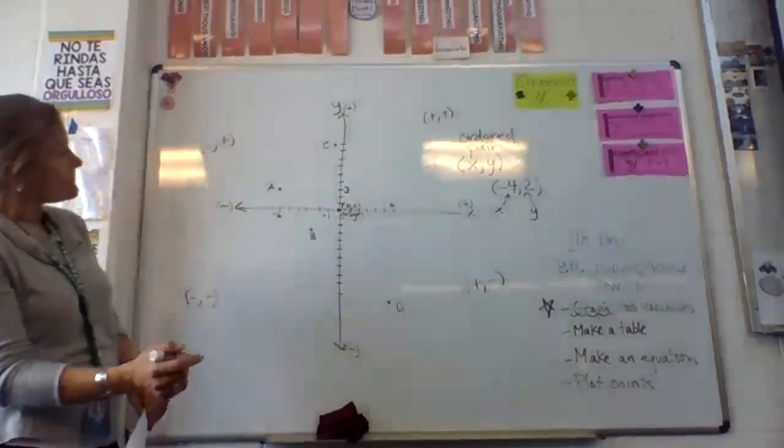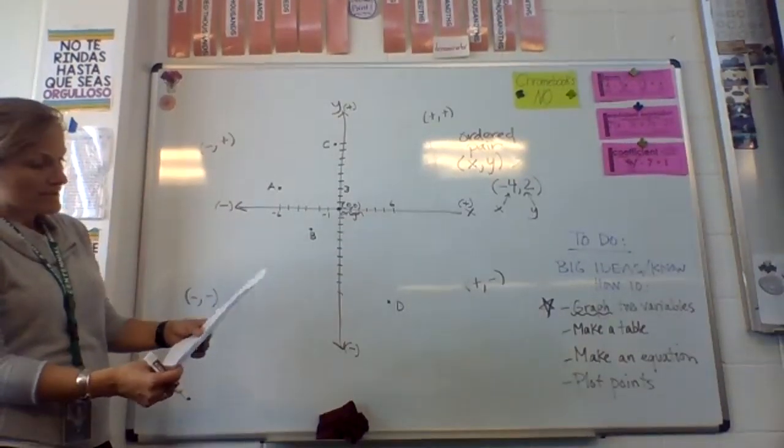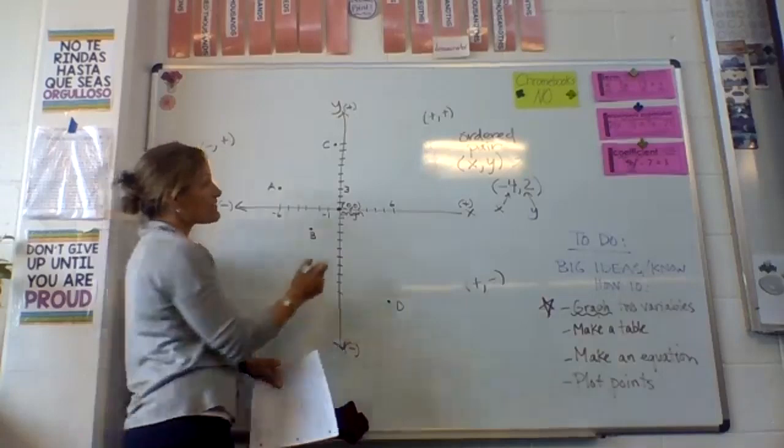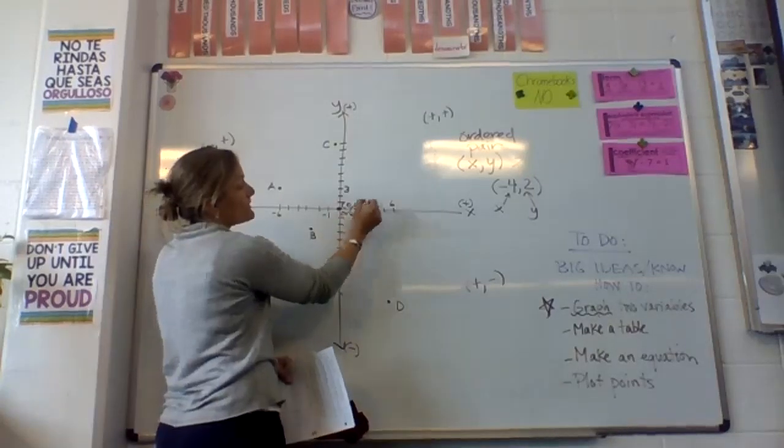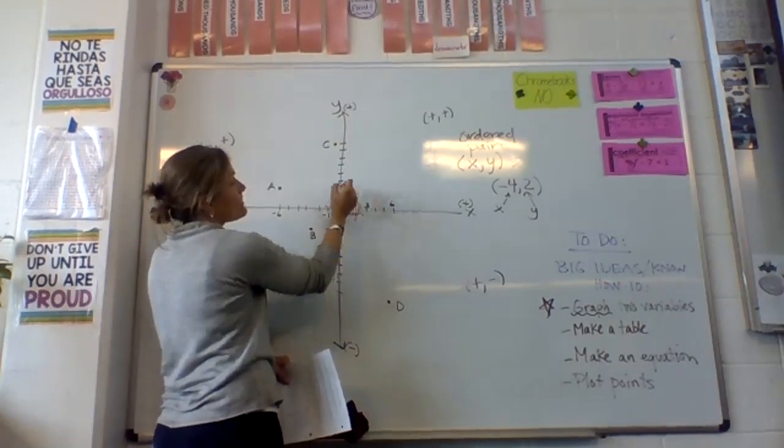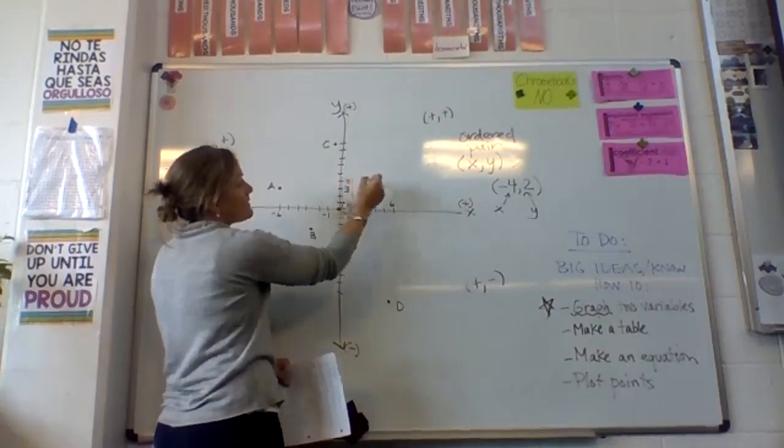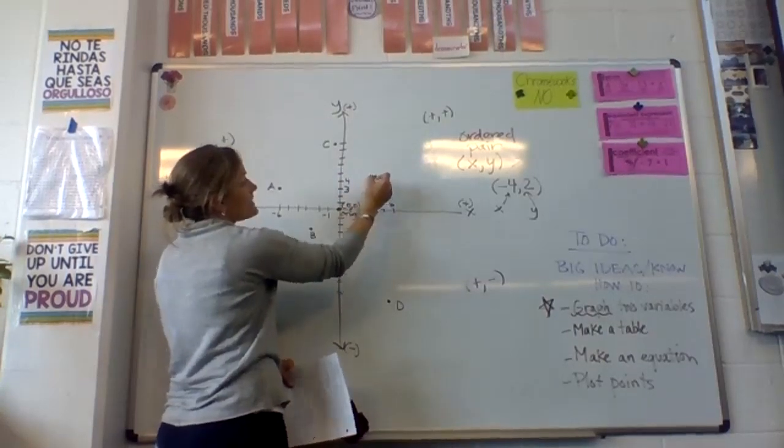Okay. We haven't had any in the second quadrant. So the next one, E. E is 3, 4. So 1, 2, 3. And then 1, 2, 3, 4. So 3, 4 would be right here, and that's E.